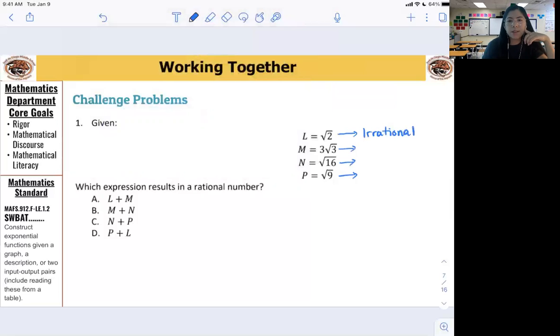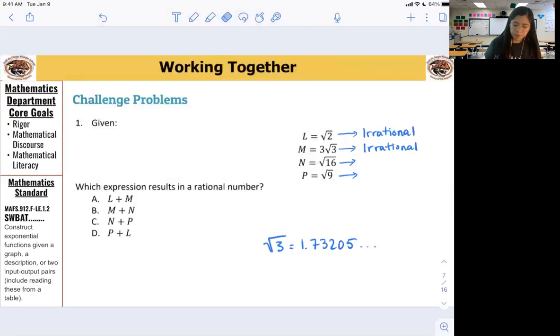How about 3 times the square root of 3? Rational. What is the square root of 3? Plug it in your calculator. Check really quickly. What is the square root of 3? It's irrational. It's 1.732050 blah blah blah, a long decimal. So that's irrational.